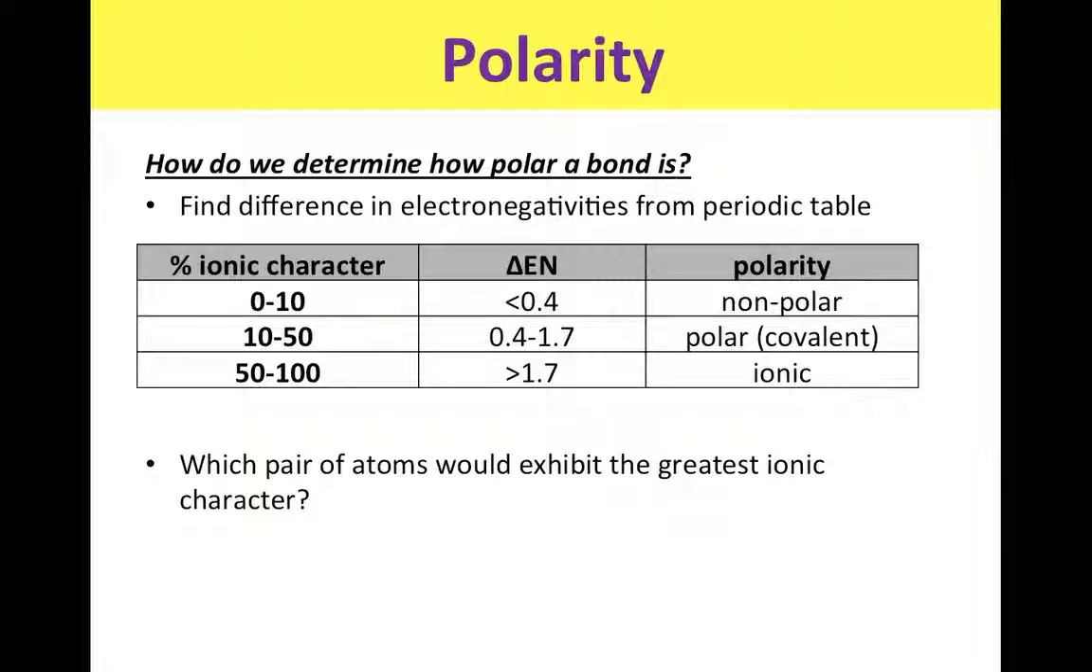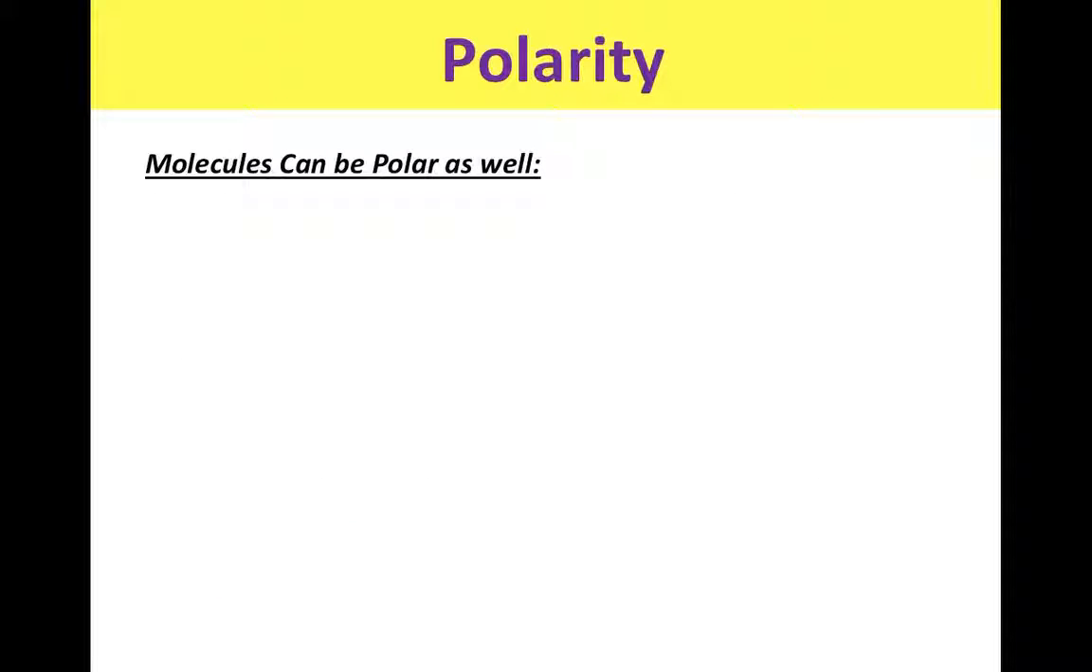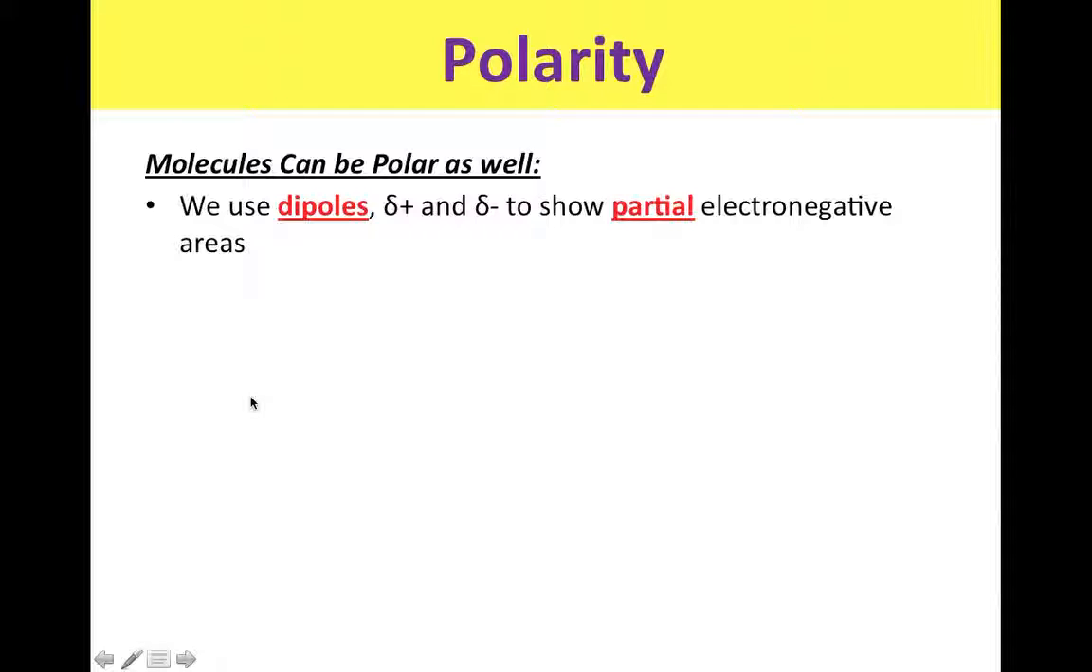So the greatest ionic character would be the difference between fluorine and francium, or fluorine and cesium. So if you look at where they are on the periodic table, they're at opposite ends for electronegativity. Fluorine is highly electronegative, where francium really wants to eagerly give away its electron. So this is a difference of 3.3, almost ionic, right?